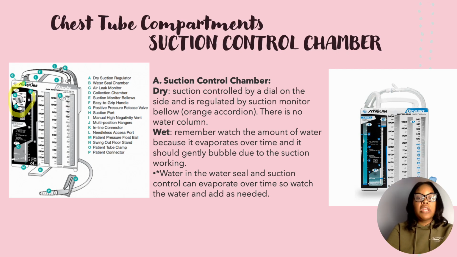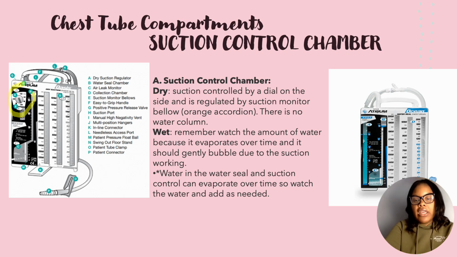When it talks about the suction bellow, which is right under it, let's say that your patient was ordered intermittent or continuous suction via wall suction. All the suction bellow is doing is that the orange accordion will be pushed all the way out to that triangle, and that just means that the wall suctioning is actually working. So you always want to look at the suction bellow just to make sure that your suction is working. But this is called dry suctioning. We're just controlling this by the dial that is on the side of the chest tube.